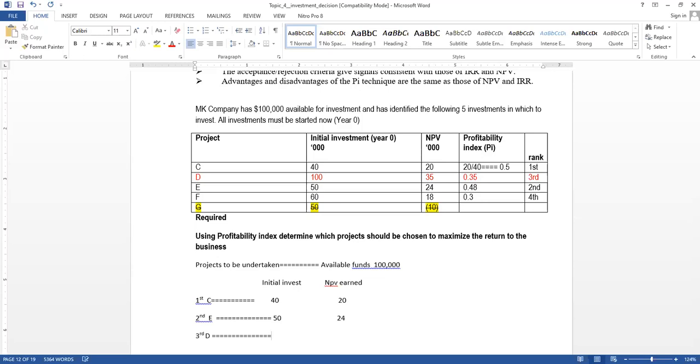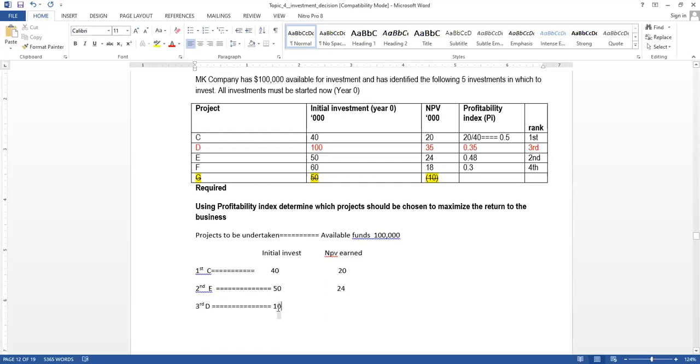It requires 100, but I only have 10,000. Because remember the maximum amount available is 100. So that means I've taken a portion, I've allocated a small percentage, to project D.